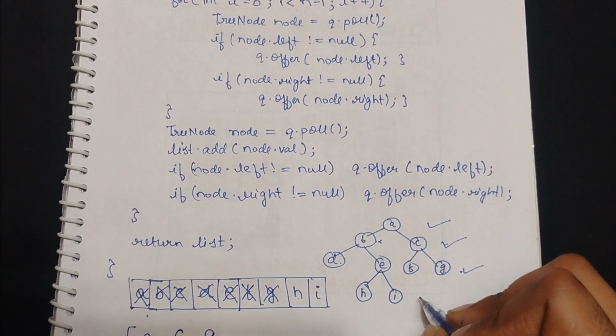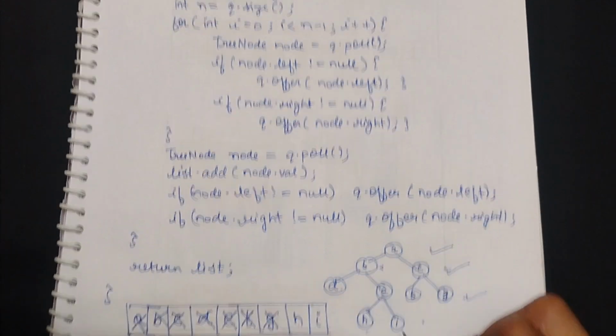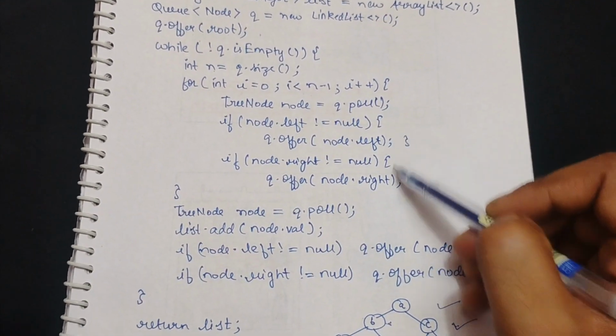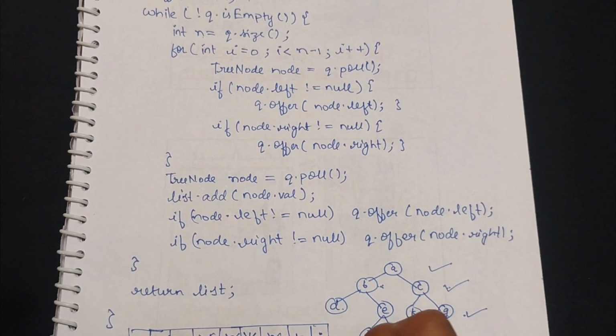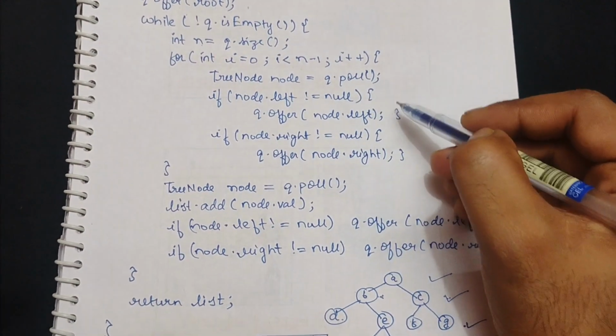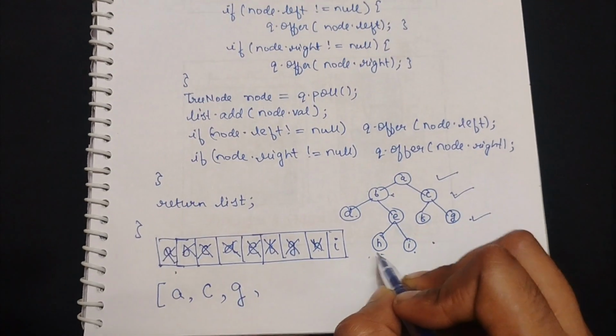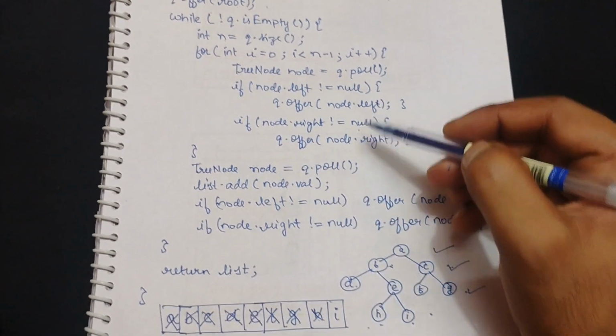Now I'm at another level. What is the size? Size is 2, so loop will run from 0 to 1. That is one time it will run. I'll pop it out. Here it is. I'll pop it out and check for left right child. Does H have a left right child? No, it does not have. Okay, then ignore. I'm done with this loop.